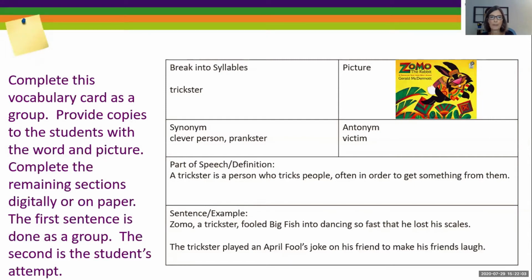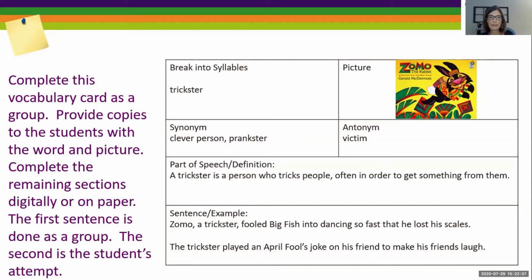A vocabulary card is another way to build some background knowledge. You can take the word trickster, and I would provide a copy of this to the students with just the word and the picture included in it. Then I would complete the remaining sections either digitally or on paper. You would talk about a trickster as a clever person or a prankster. The opposite of that is the person who's the victim of their trick. A definition from the Cambridge Dictionary, which we talked about in the last presentation: a trickster is a person who tricks people, often in order to get something.